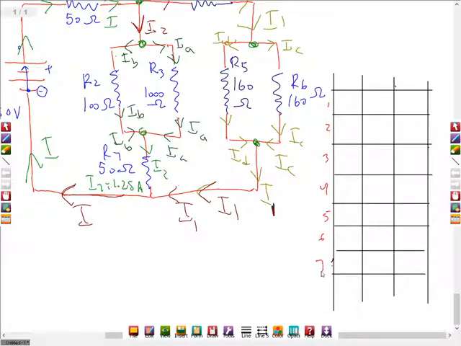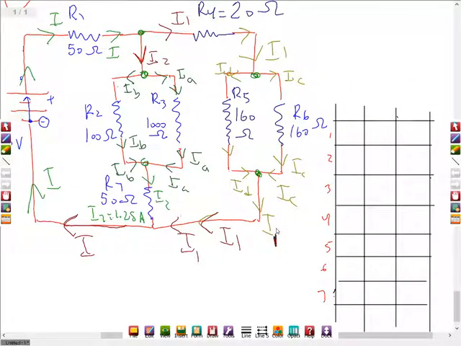R1, how much? R1 is 50. In the table: R, I, V. R1 is 50, R2 is 100, R3 is 100 again, R4 is 20, R5 is 160, R6 is 160, R7 is 50. Organize yourself and you will see it easily.